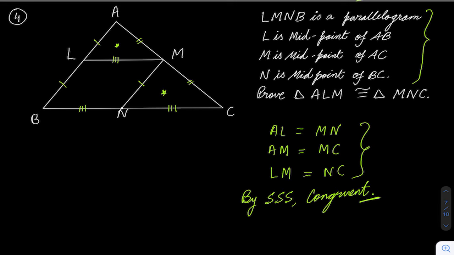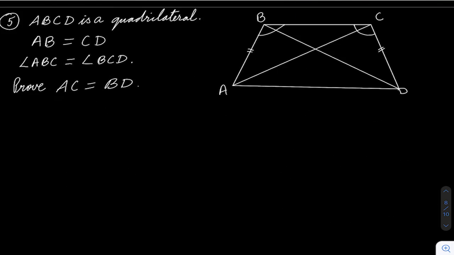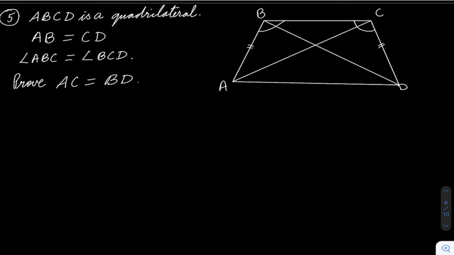Okay, let's go for the next question. The next question is ABCD is a quadrilateral. AB is equal to CD, and angle ABC is equal to angle BCD. So this whole angle ABC is equal to angle BCD. We have to prove that AC is equal to BD. So basically the diagonals are equal. We have to prove this. As you can see, nothing is written here about which two triangles are congruent.